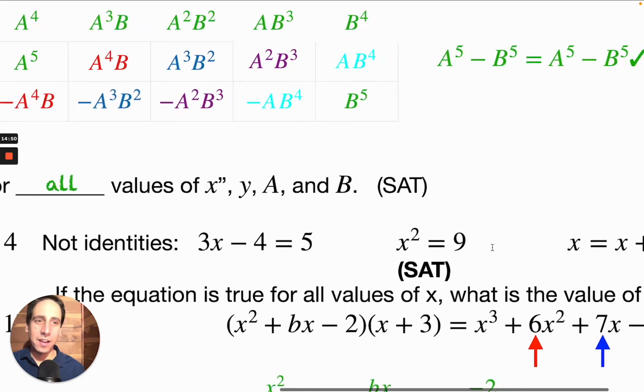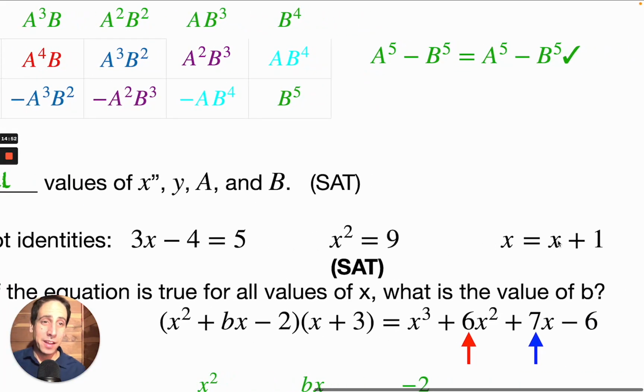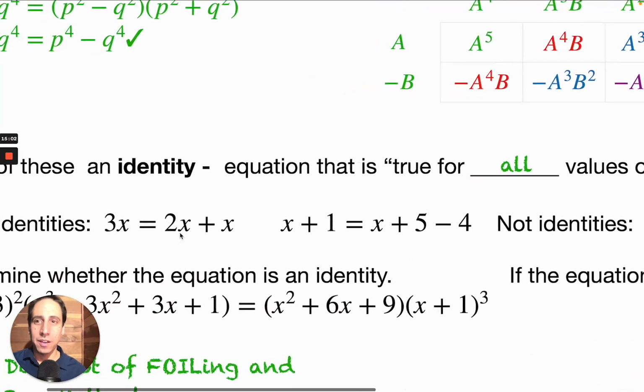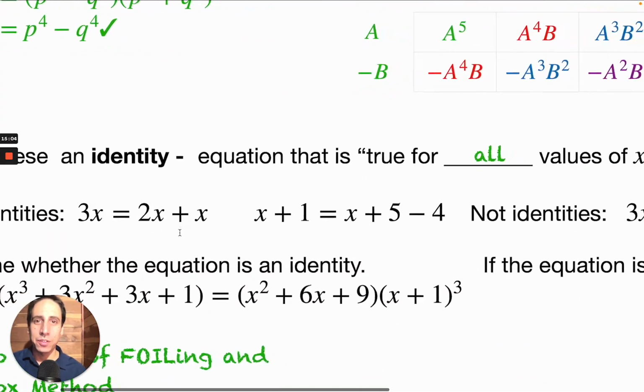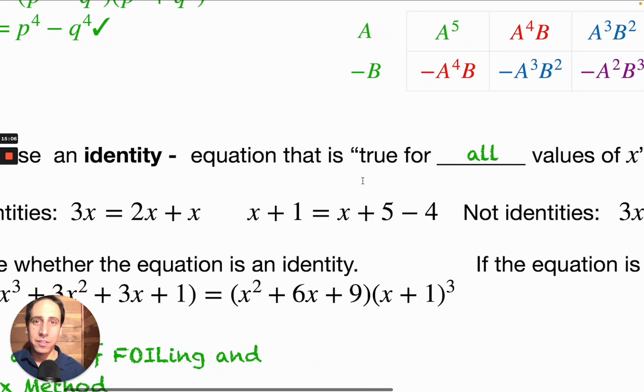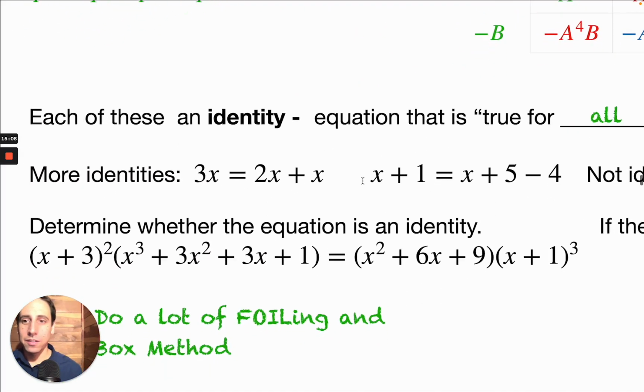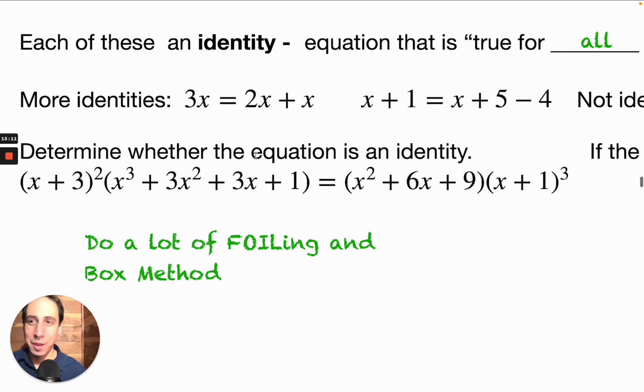These are not an identity. And this is not an identity either, because if you try and subtract x from both sides, you get 0 equals 1. There's actually no solutions. So no solution, two solutions, one solution. But if it has an infinite number of solutions, it's an equation that's true for all values of x, then it's an identity.